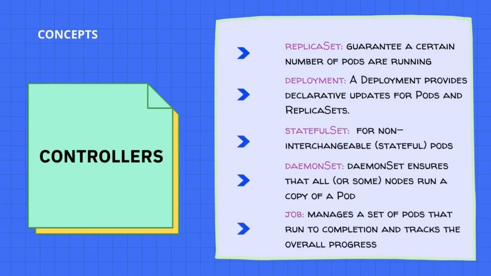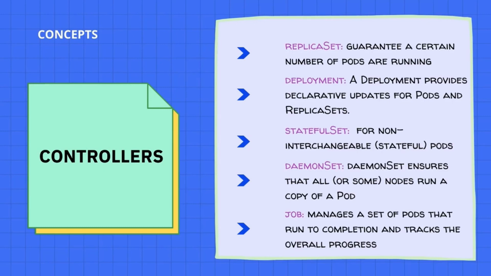Moving ahead to the controllers. We have 5 different types of controllers. The first one, the replica set. Replica set makes sure that we have a certain number of pods always running. So let's say if we want 3 pods always running, we can create a replica set and instruct it to always have 3 pods running. The second is the deployment. Deployment provides a declarative approach where we can define our desired state for the pods and for the replica set, and the Kubernetes management system will take care of meeting our desired state from the actual state.